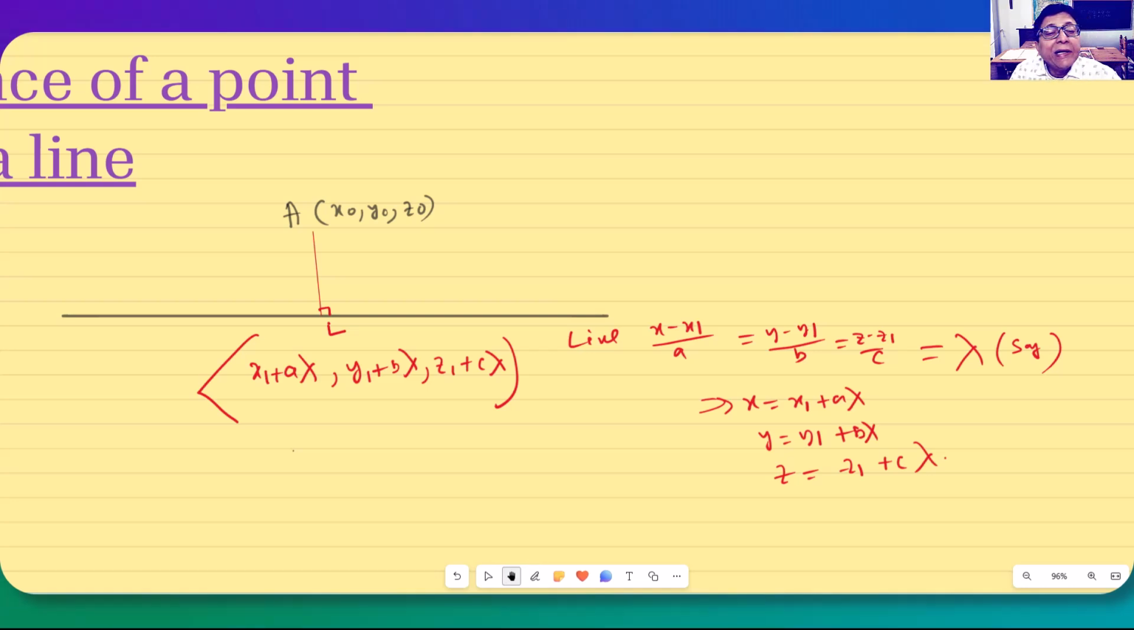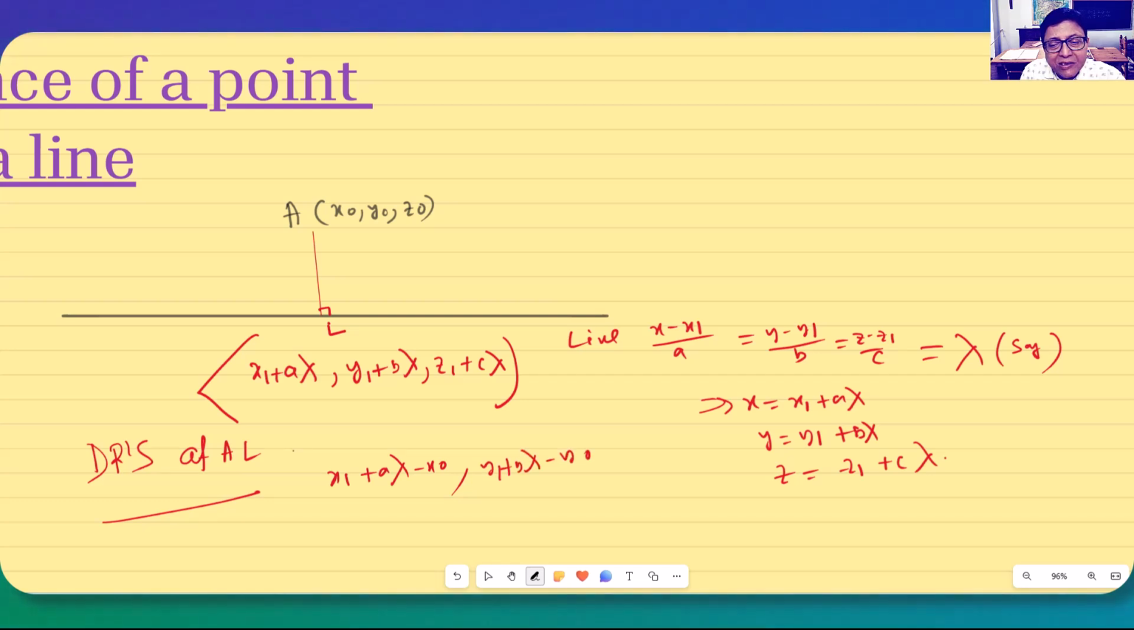Now, AL is perpendicular to the given line. If we find the direction ratios of AL, then we can use the condition that a1a2 plus b1b2 plus c1c2 equals 0, and it will be easier. Let us write the DRs of AL first. It will be x1 plus a lambda minus x0, y1 plus b lambda minus y0, z1 plus c lambda minus z0. Okay?